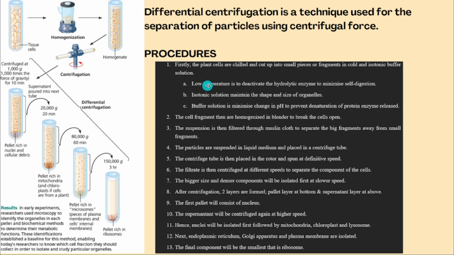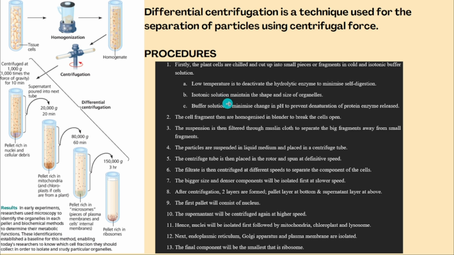Why low temperature? It deactivates your hydrolytic enzymes to minimize self-digestion. The second one is that isotonic solution maintains the shape and size of the organelles. Although you need to break down or kill the cell, you don't want to destroy the organelles. If you place it in a hypotonic or hypertonic solution, you not only kill the cell, you also kill the organelles. You don't want that. You need to maintain the organelles first.